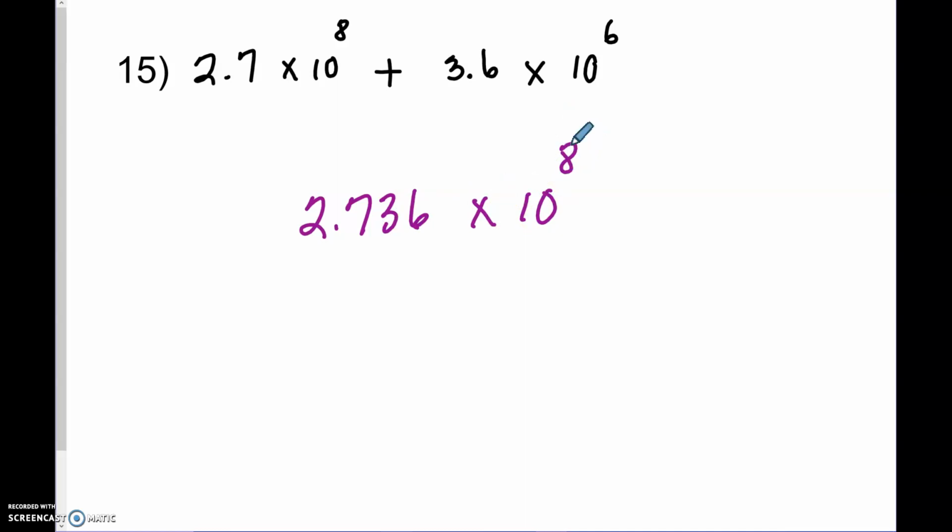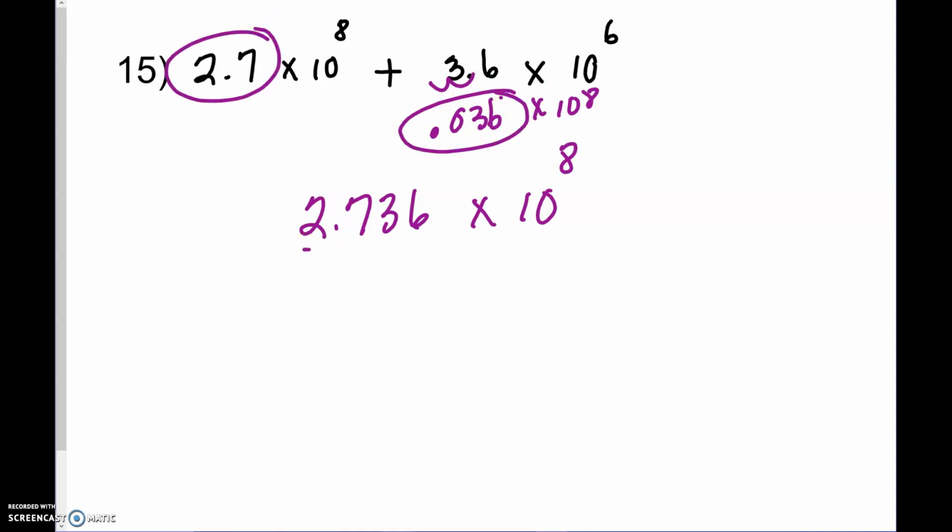8th power. Now remember, another way is we could change this up to the 8th, so times 10 to the 8th, so that got bigger by 2. This has to get smaller by 2, so 0.036. And if we add this number to the 2.7, that's where we get this, and then we keep the times 10 to the 8th.